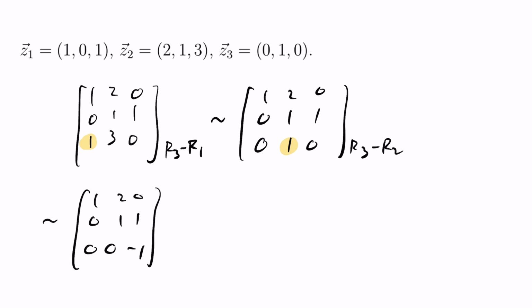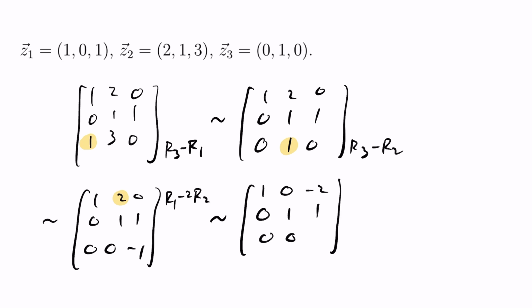Continuing this here, I want to go ahead and make this entry a 0. So to get rid of that, I'm going to have to take row 1 and subtract twice row 2. So this will end up giving us a 1, 0, this is going to be minus 2. And this will be 0, 1, 1, 0, 0. I'm going to go ahead and just take row 3 and multiply by a minus sign, making that a 1.